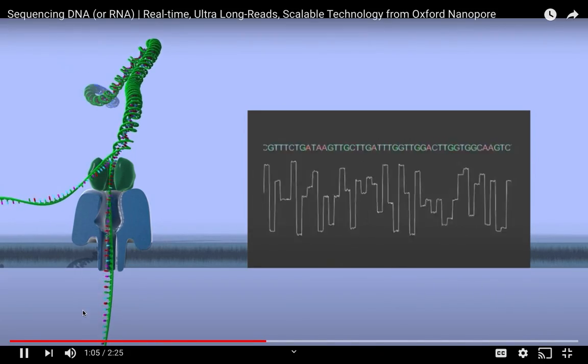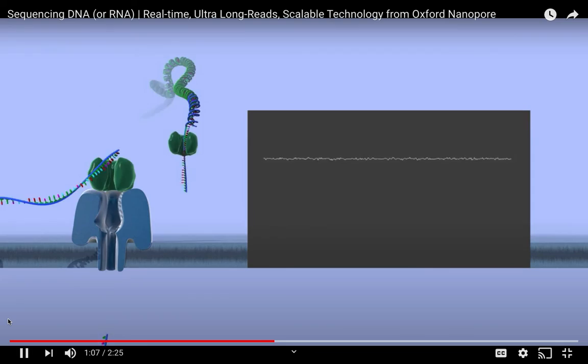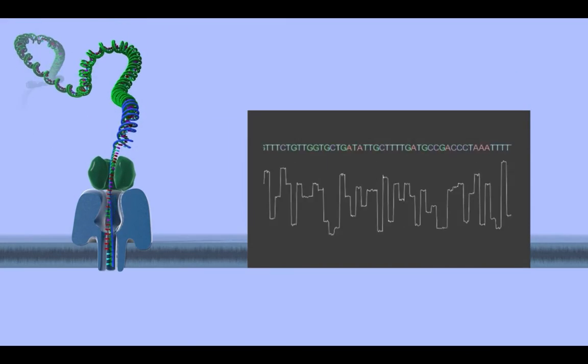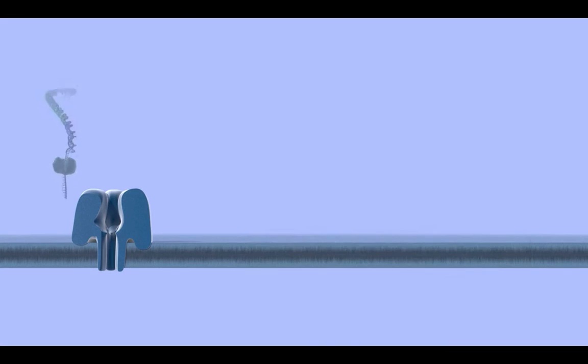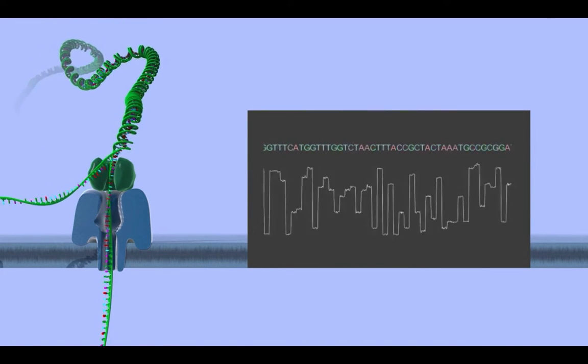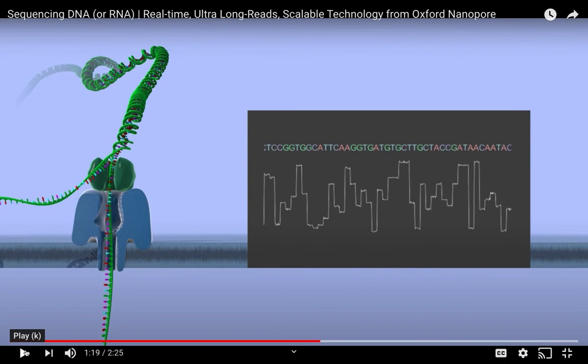As the DNA moves through the pore, the combination of nucleotides in the strand being processed creates a characteristic disruption in the electrical current. This nanopore signal can be used to determine the order of bases on that DNA strand. So, it's detecting an electrical current. Similar to anything we've seen before?